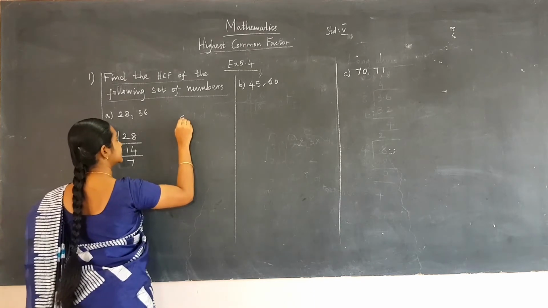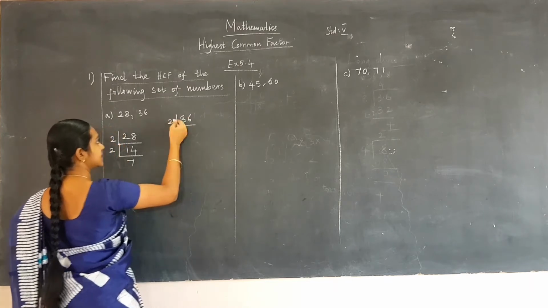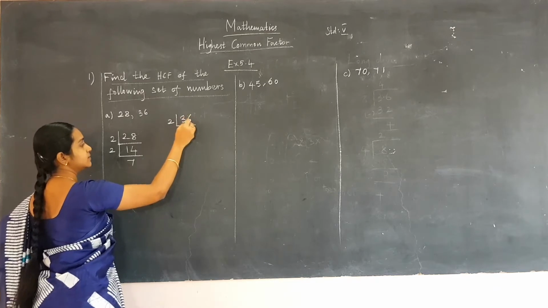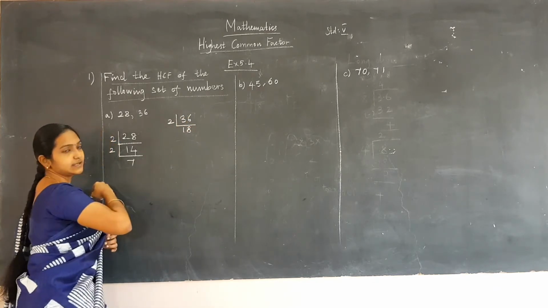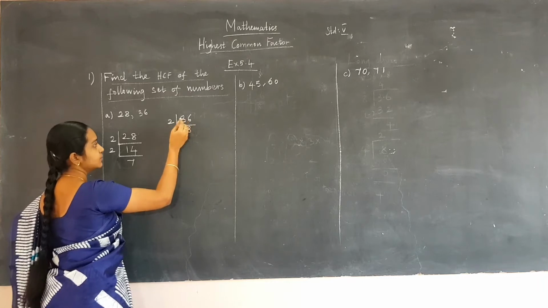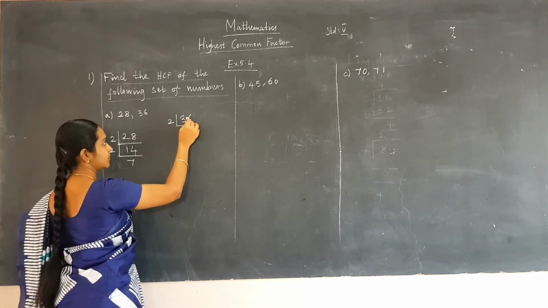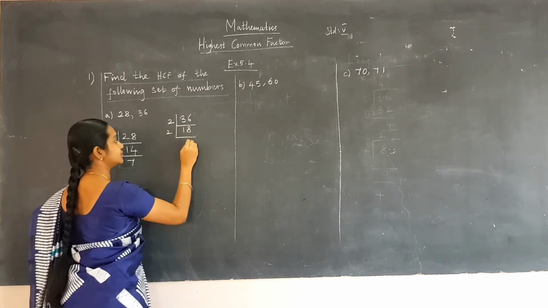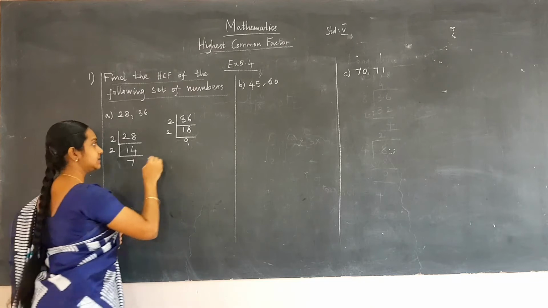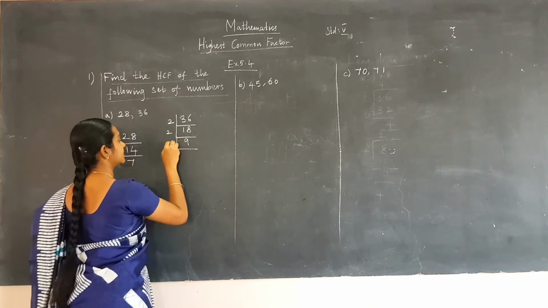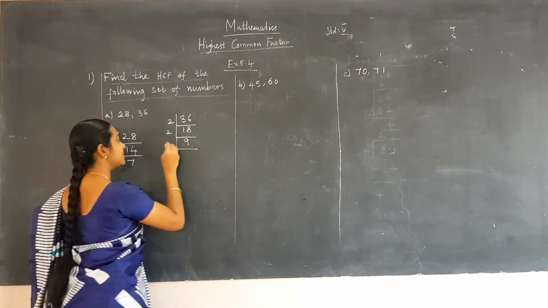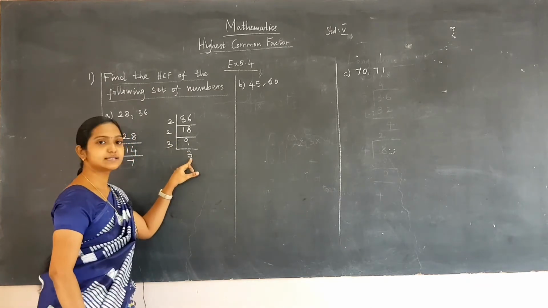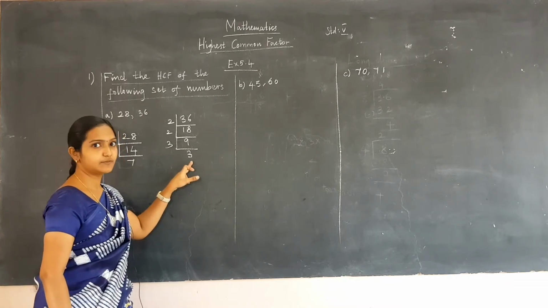Next we are going to factorize 36 with number 2. 2 8s are 16. Remaining we have 1. Again factorize it with number 2. 2 9s are 18. Again factorize. We are going to factorize it with number 3. 3 into 3 is 9. 3 is a prime number, so we can stop with this itself.